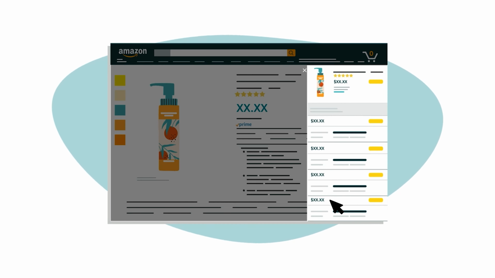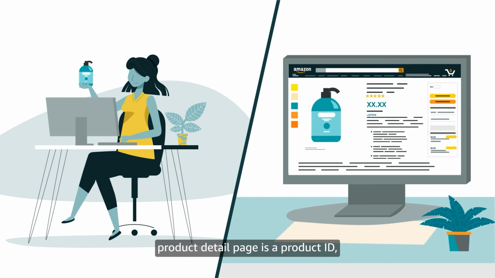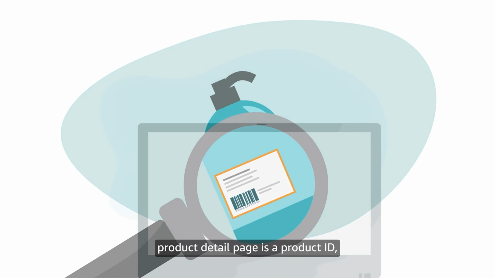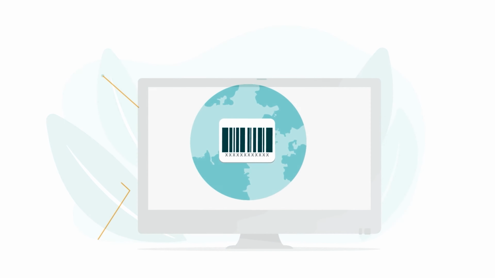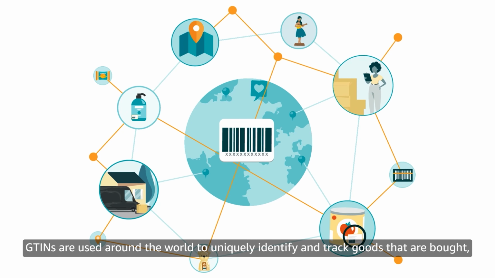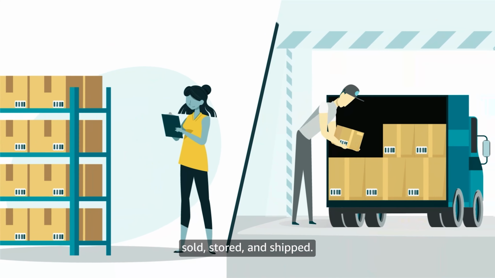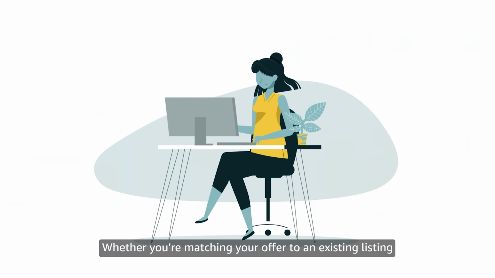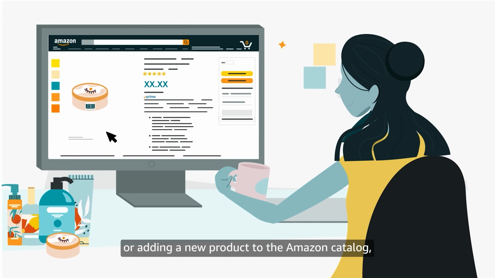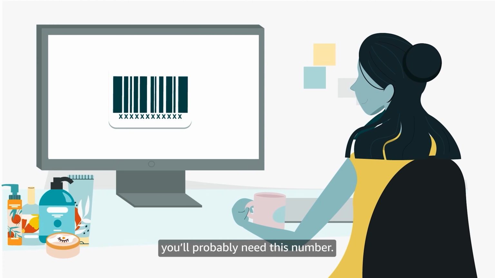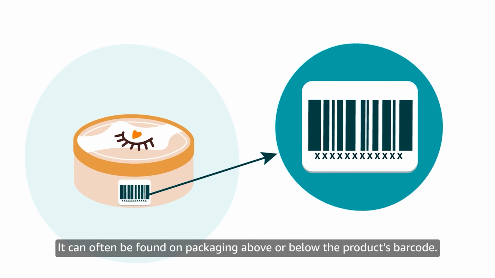for review. The primary tool we use to pair a seller's offer with the correct product detail page is a product ID, also called a Global Trade Item Number or GTIN. GTINs are used around the world to uniquely identify and track goods that are bought, sold, stored, and shipped. Whether you're matching your offer to an existing listing or adding a new product to the Amazon catalog, you'll probably need this number. It can often be found on packaging above or below the product's barcode.